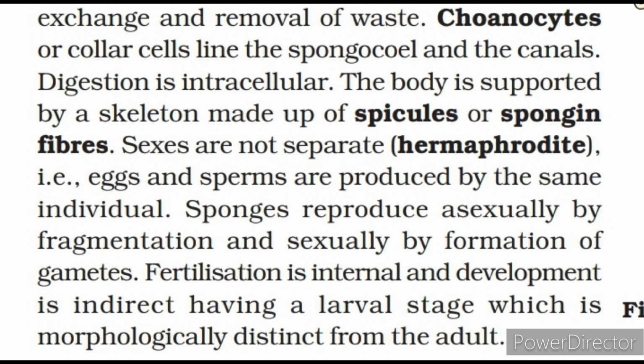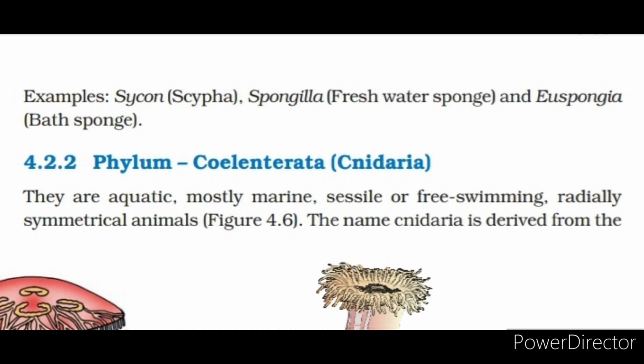Sponges reproduce asexually by fragmentation and sexually by formation of gametes. Fertilization is internal and development is indirect, having a larval stage which is morphologically distinct from the adult. Phylum Coelenterata (Cnidaria). They are aquatic, mostly marine, sessile or free-swimming, radially symmetrical animals.